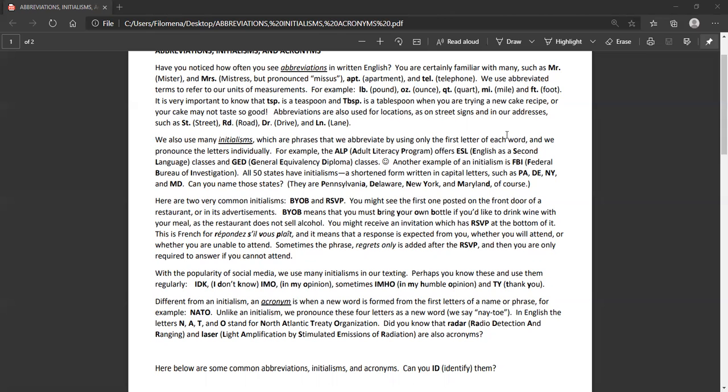You might receive an invitation which has RSVP at the bottom of it. This is French for Répondez s'il vous plaît, and it means that a response is expected from you, whether you will attend or whether you are unable to attend. Sometimes the phrase "regrets only" is added after the RSVP, and then you're only required to answer if you cannot attend. So you might say, I regret that I'm not able to attend.